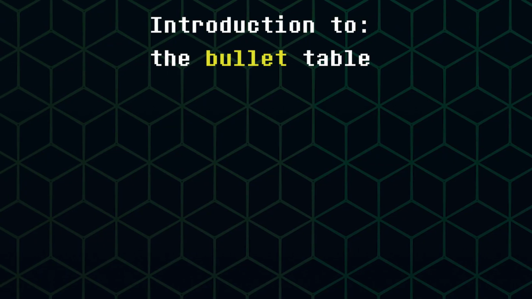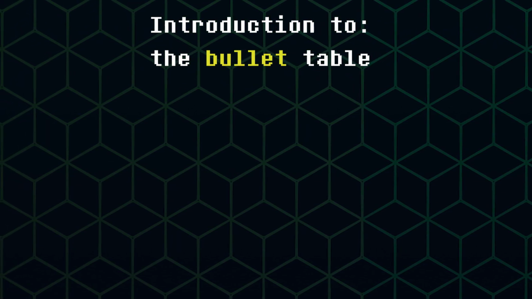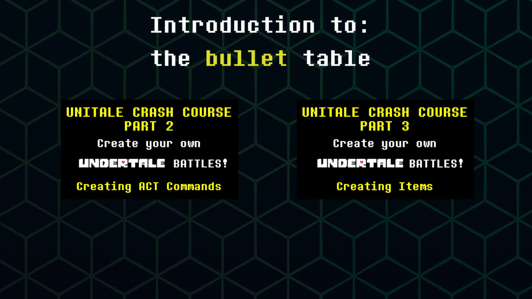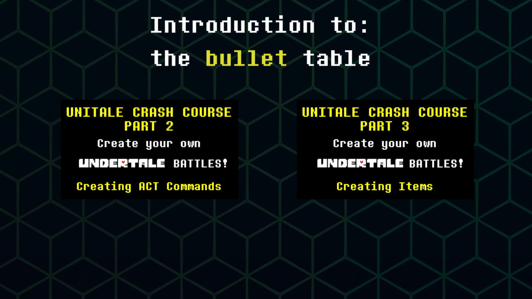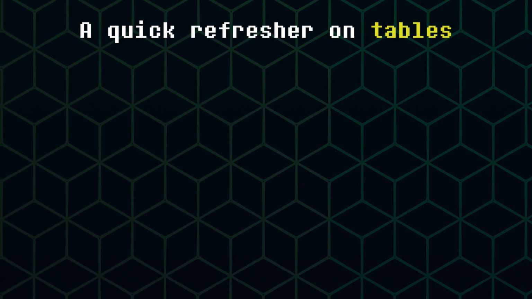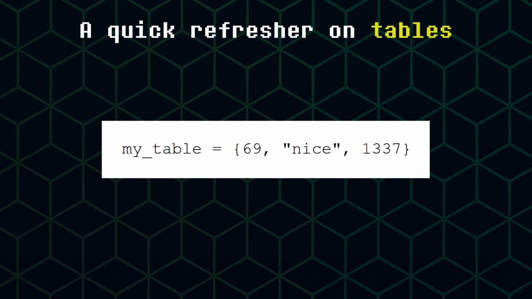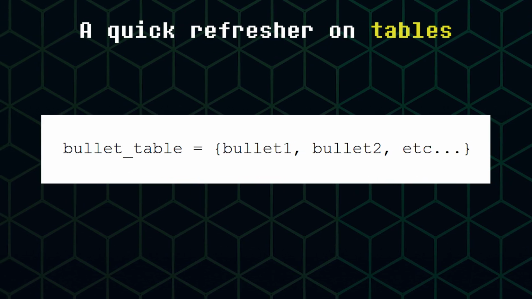Let's start with the very first thing we need to create, the bullet table. Remember tables from part 2 and 3? I hope so, because we'll be using them again. A quick refresher. A table is a variable which can store multiple values, like a few strings and numbers. In our case, the table will store all of our created bullet objects.